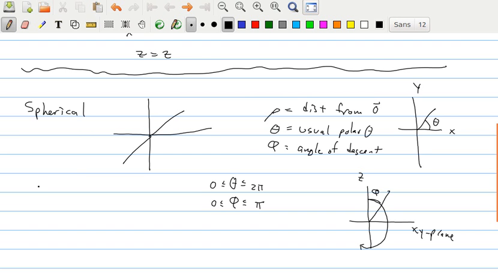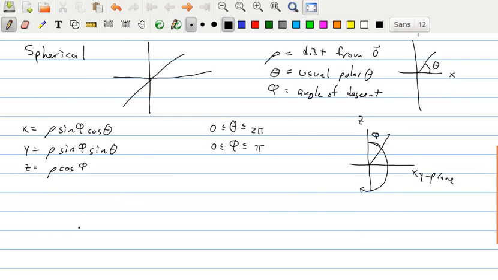So if we realize this in x, y, and z coordinates to translate from one to the other, x is rho sine phi cosine theta, y is rho sine phi sine theta, and z is rho cosine phi. Now this again is a good way to go from spherical back to rectangular. If we want to go the other way, we have to do a little bit of solving.